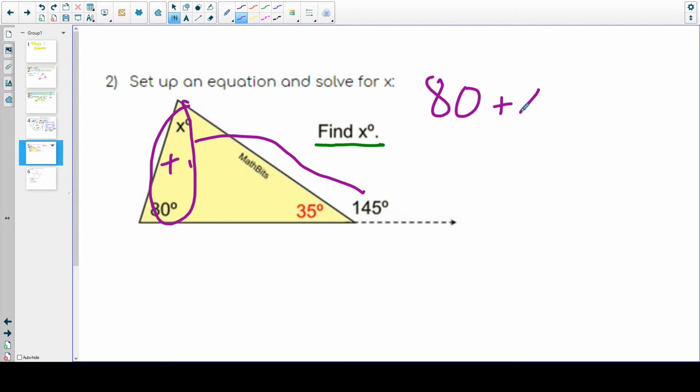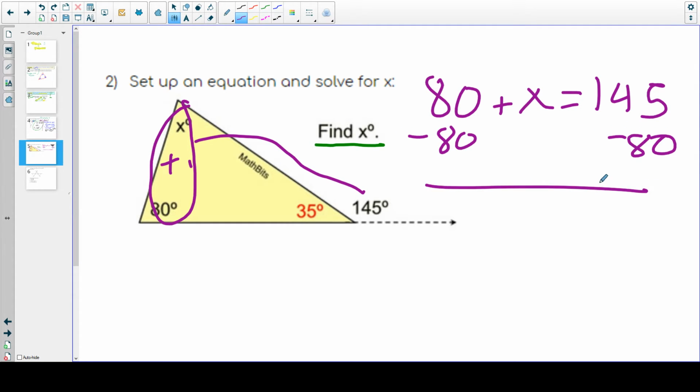80 plus some number x equals 145. If we subtract 80 on both sides, all right, what do you get? 145 minus 80 is 65. X equals 65. Now I challenge you, use the triangle sum theorem and see if you get the same answer. Hint, you will get the same answer.